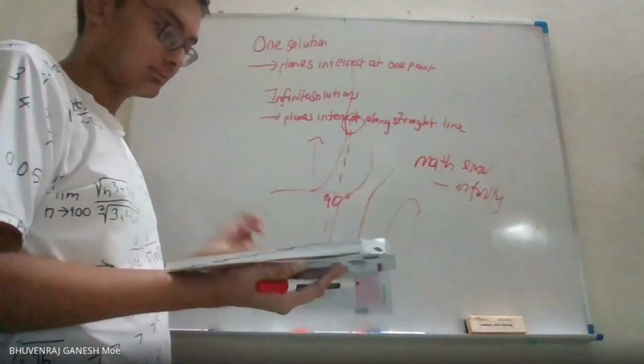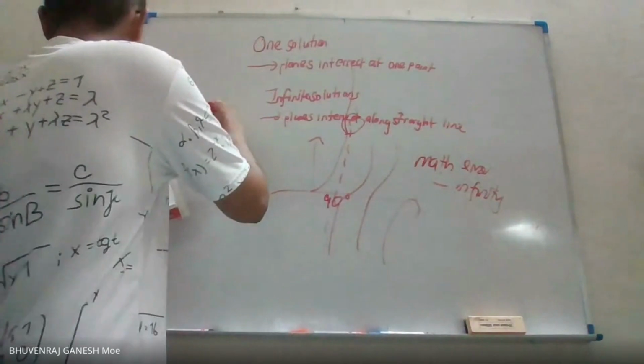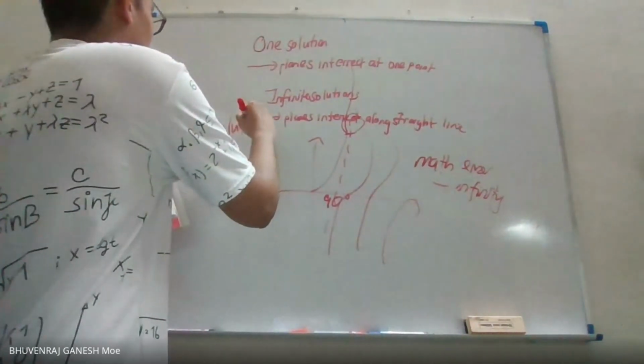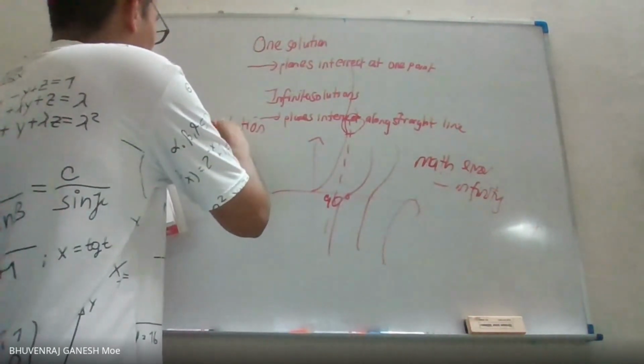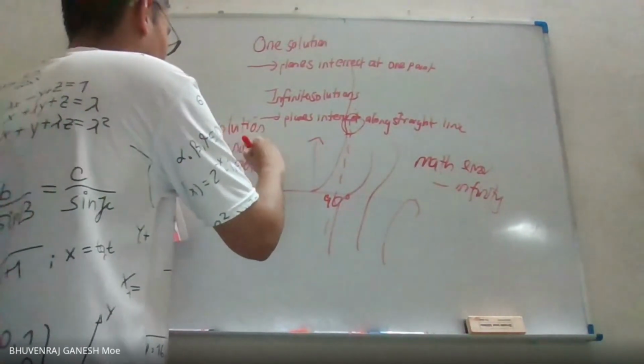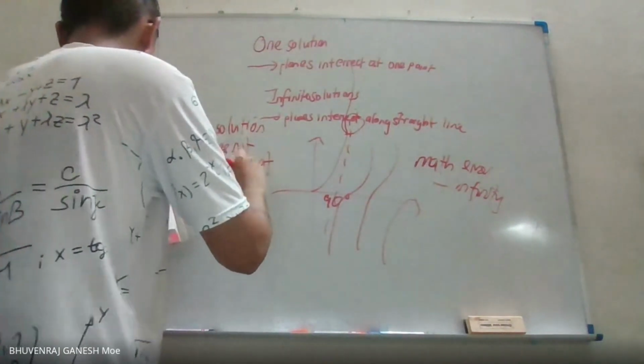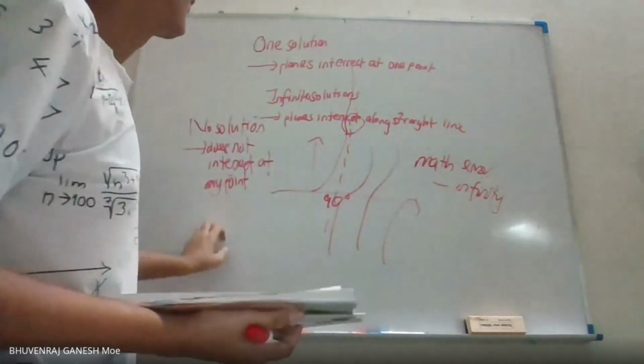Back to this. No solution means the planes do not intersect at any point. That's why they call it no solution. That means you cannot solve it at any point. Okay, so this is the idea.